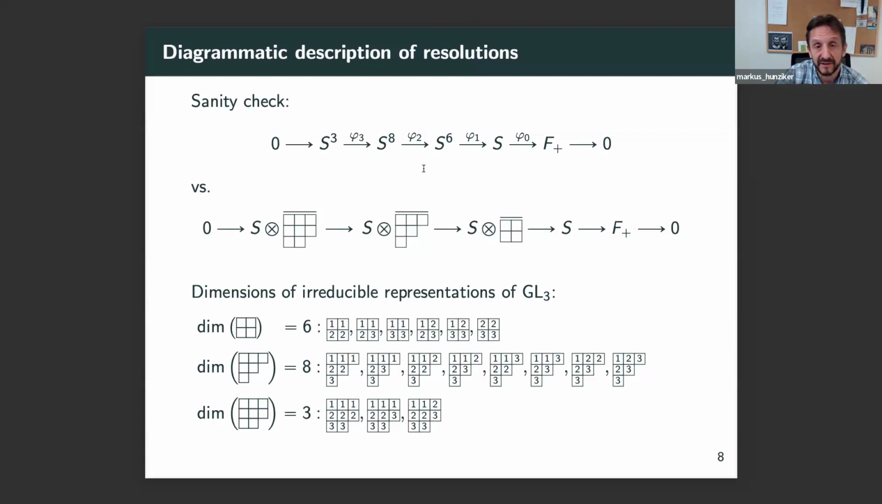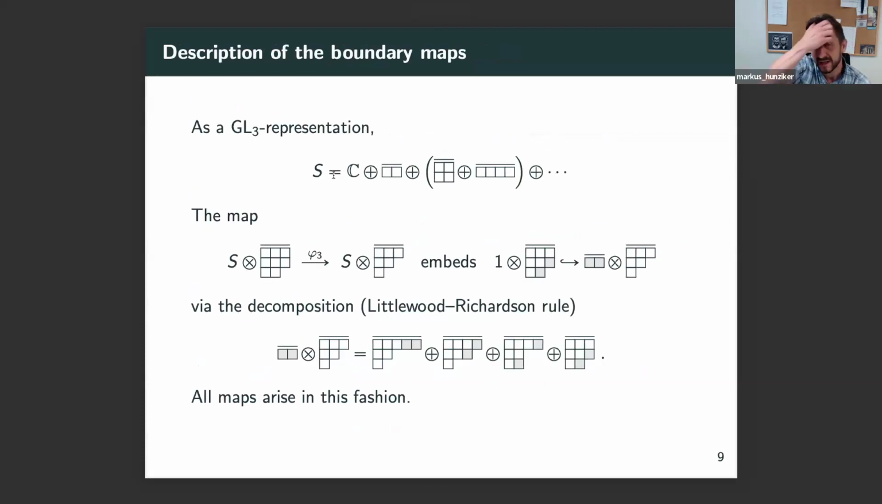And similarly, you have an 8-dimensional representation here and a 3-dimensional representation there. How about the maps, the differentials in these resolutions? Can you describe them explicitly? And yes, you can. This has to do with the following.